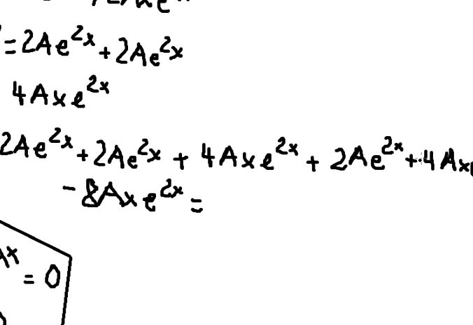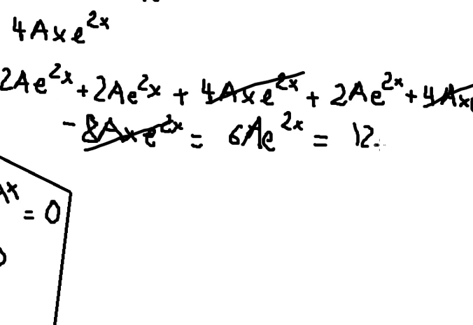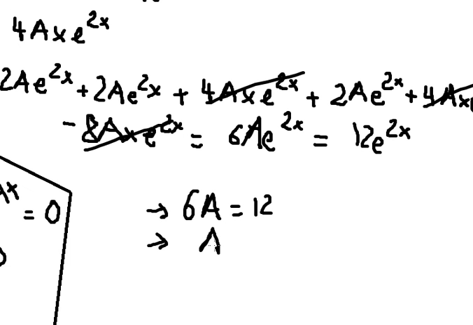So for 8as minus 8as, we cancel in here. 2a, 2a, and we have 2a in here. So that should be 6a e to the power of 2s. And we know that this one equals 12 e to the power of 2s. Now we have 6a and number 12. So we just have 6a equals number 12. So we divide both sides by number 6, and we have number 2.